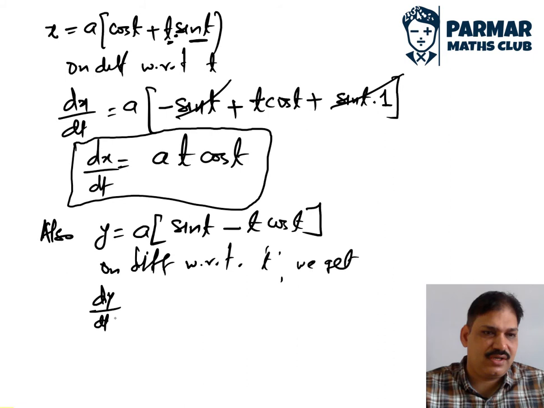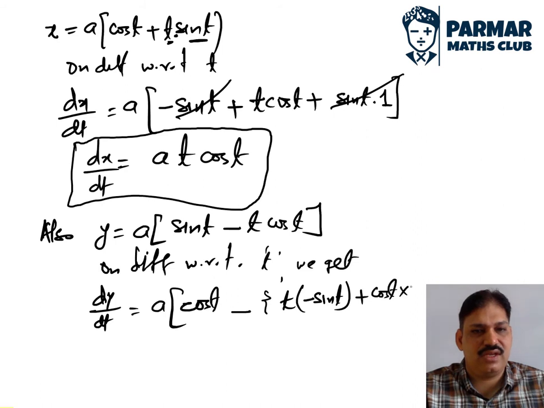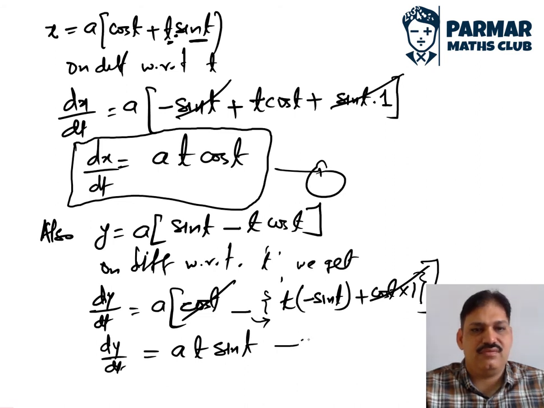On differentiating with respect to t, the derivative of y with respect to t is equal to a times the derivative of sin t, which is simply cos t, minus, here the product rule will be applied, t times the derivative of cos t, which is minus sin t, plus cos t times the derivative of t, which is 1. So this cos t will become negative and be cancelled out, and this gives us a times, negative into negative is positive, a times t sin t. This is equation number 2, and dx by dt we have as equation number 1.